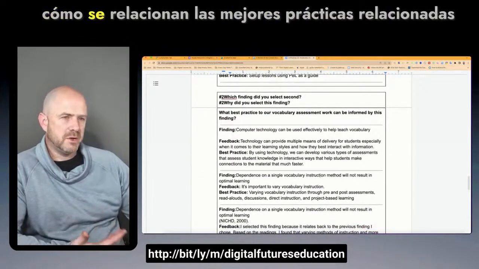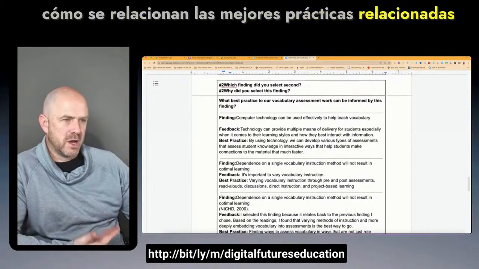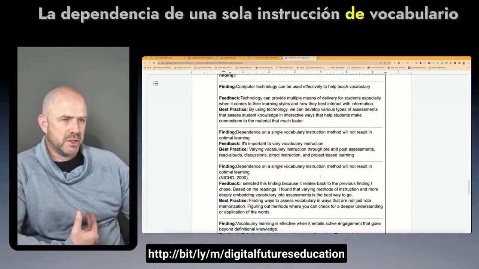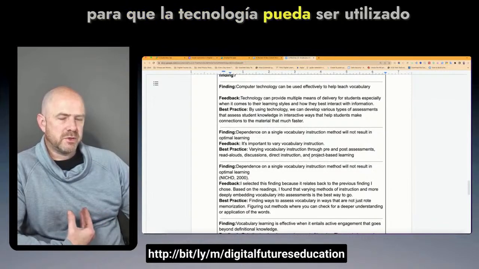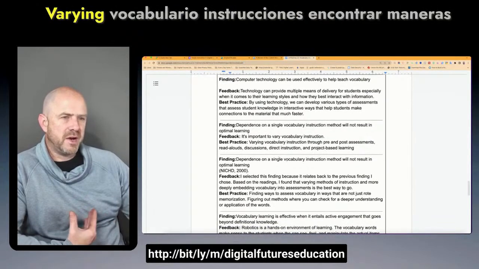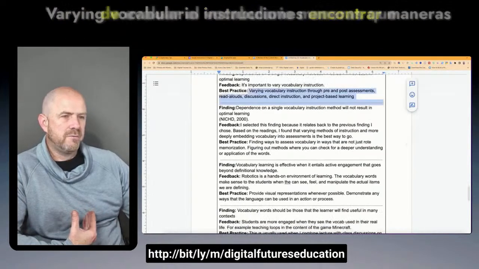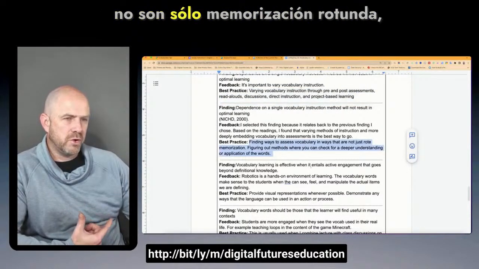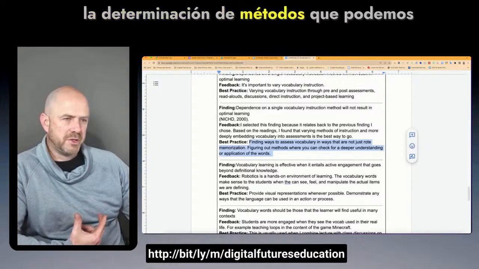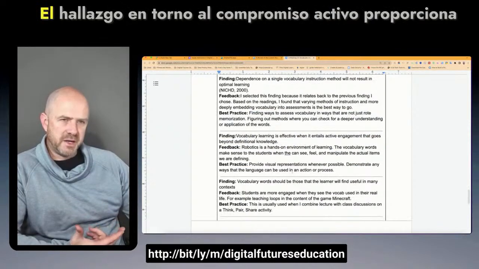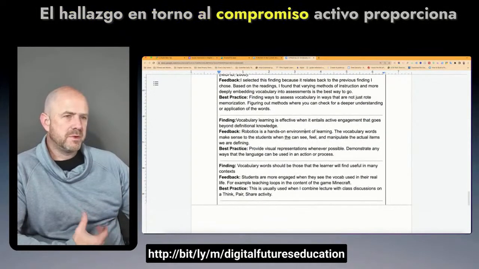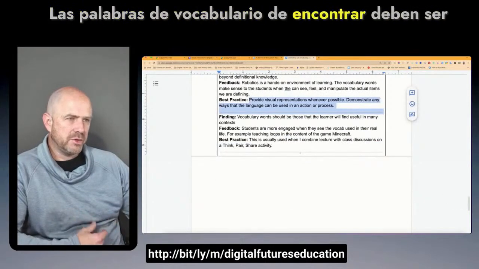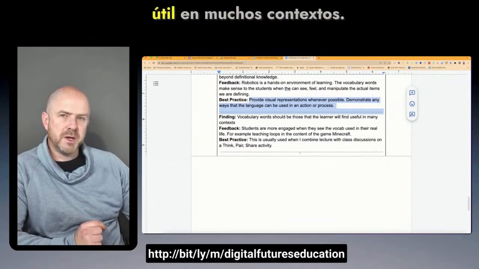So the best practices related to computer technology being effective, and not depending on a single vocabulary instruction method. Technology can be used to create a variety of assessments, varying vocabulary instruction, finding ways to assess vocabulary in ways that are not just rote memorization, figuring out methods where you can check for deeper understanding. The finding around active engagement: provide visual representations whenever possible. The finding: vocabulary words should be those that the learner will find useful in many contexts.